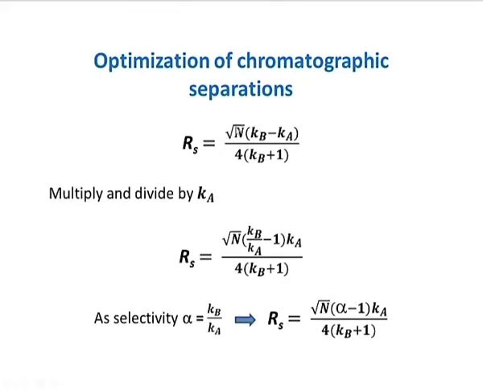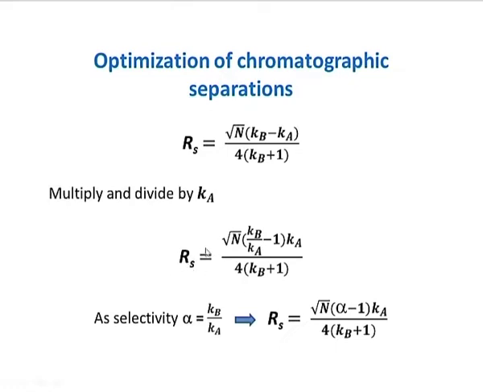Let us now try to bring that term here. From the previous slide, we know this Rs is equal to square root of n times Kb minus Ka upon 4 times Kb plus 1. Now, we do a small mathematical trick here. We multiply and divide the numerator term here by Ka. What is achieved after doing this is the following.